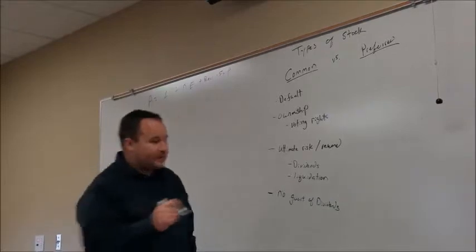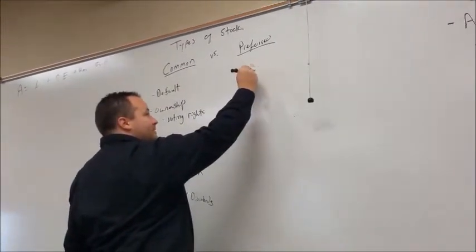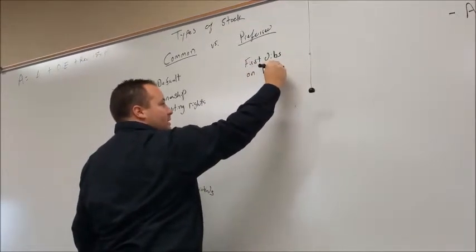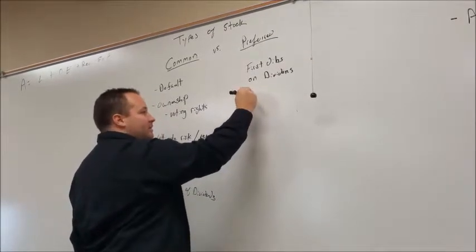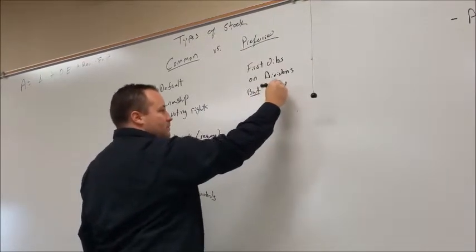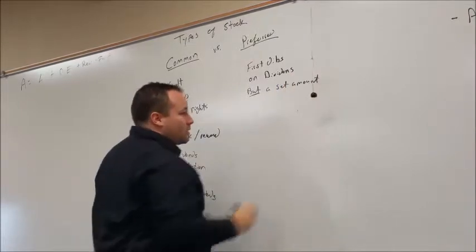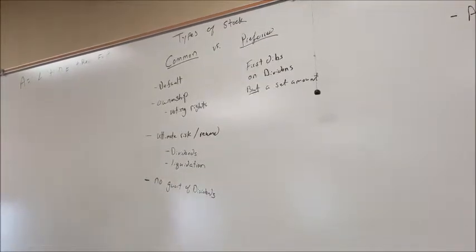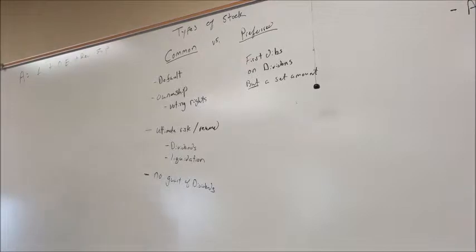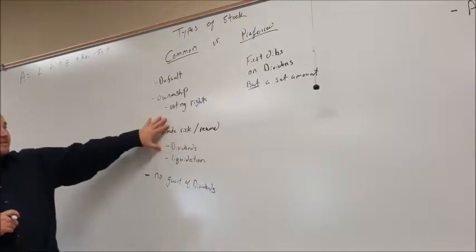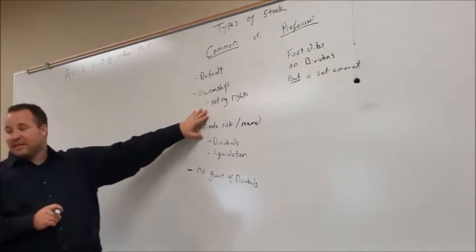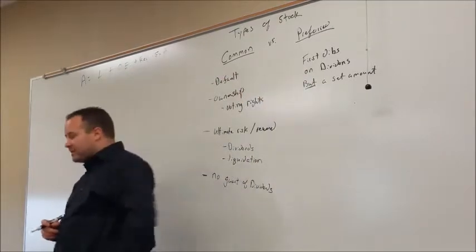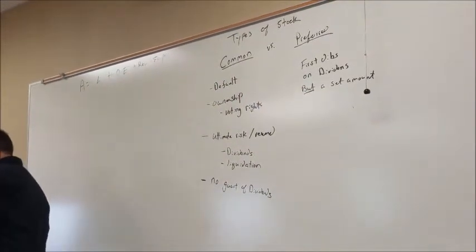With preferred stock, these guys over here get first dibs on dividends. But it's a set amount by default. So maybe these guys, if there's a dividend given, automatically, no matter how much is given, they get $5 a share. And maybe that only leaves 50 cents a share for these guys left. That's why this one's called the preferred stock, because they get their dividends first. But it's usually a set number.